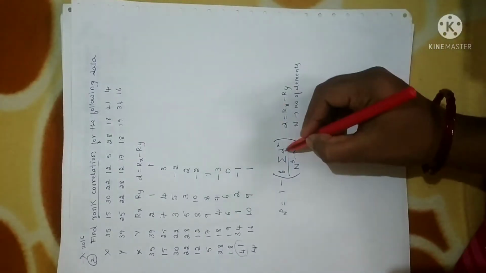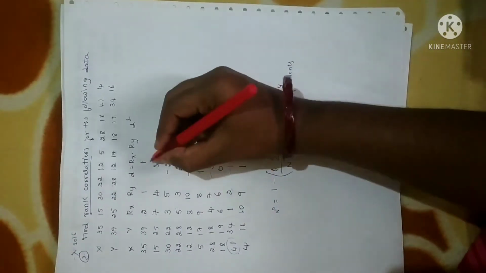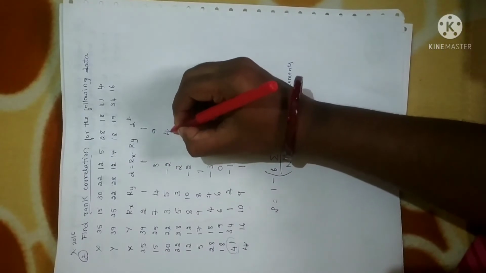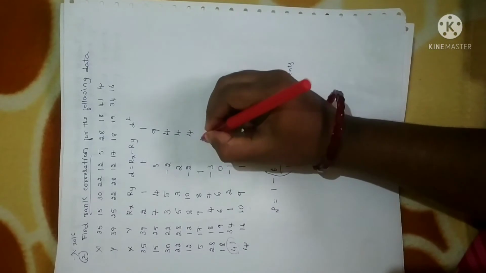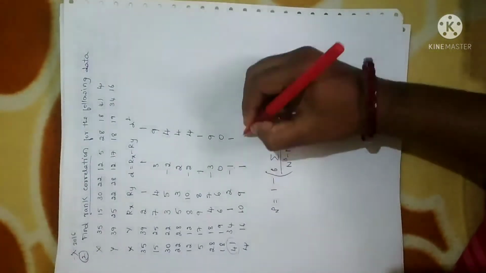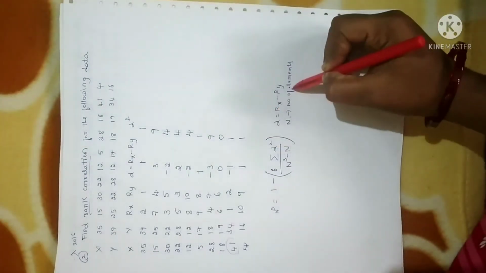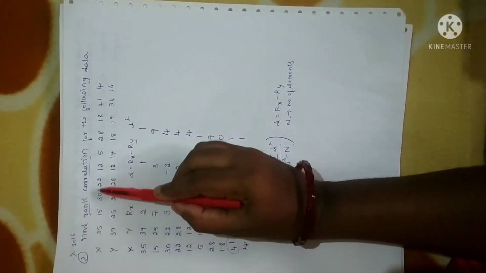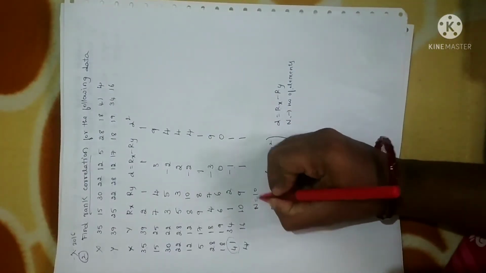So you have calculated d. Next, what is required? d square. Whatever the value you have here, you just square it. 1 square, 1. 3 square, 9. Minus 2 square, 4. Again 2 square, 4. Again minus 2 square is 4. 1 square, 1. Minus 3 square, 9. 0 square, 0. Minus 1 square, 1. 1 square is 1. So I have done the d square values. Where n is the number of elements, as I told you, you just count the number of elements in a given problem. 1, 2, 3, 4, 5, 6, 7, 8, 9, 10. So n value is clearly 10.